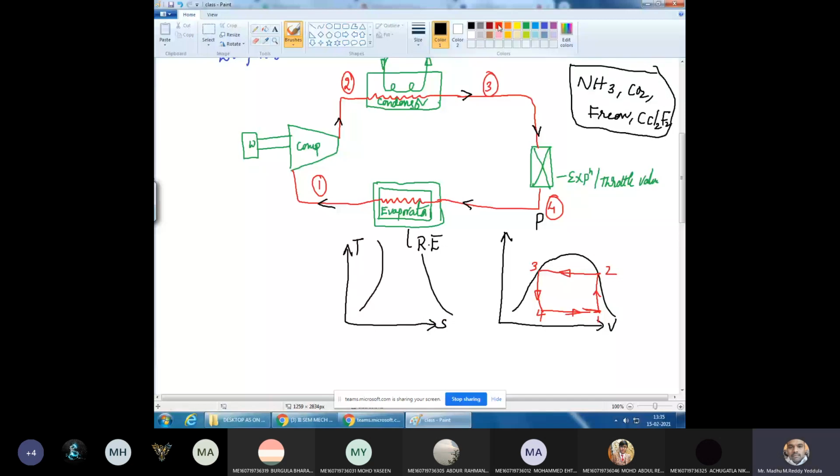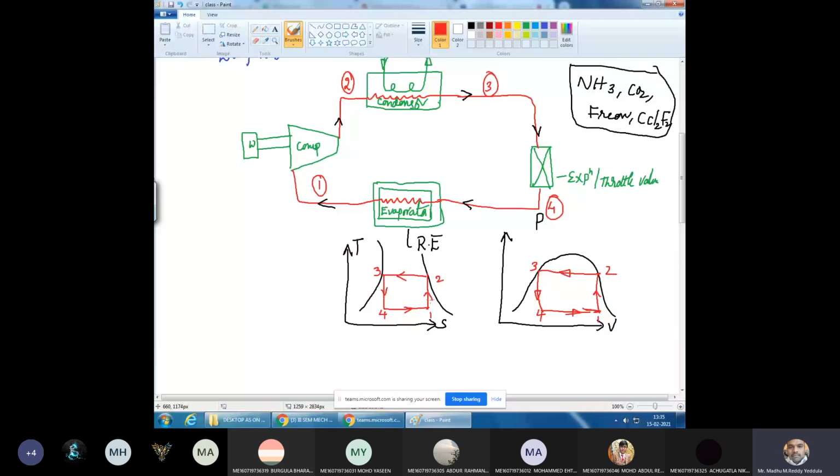Compression is an isentropic process, meaning no heat is added, then condensation, then isentropic expansion, then evaporation. 1 to 2 compression, condensation, expansion, evaporation.